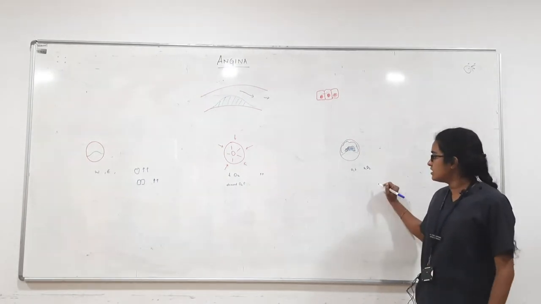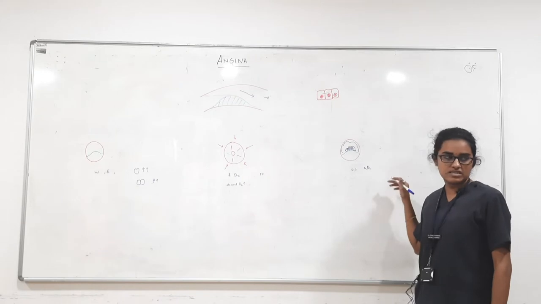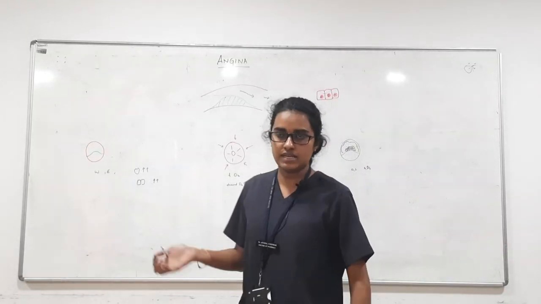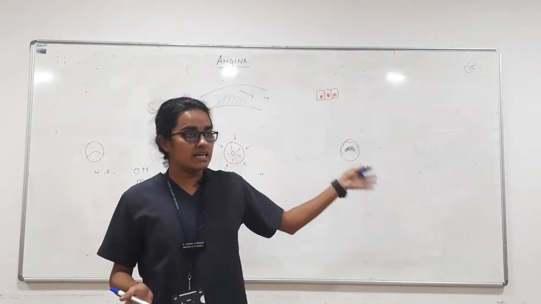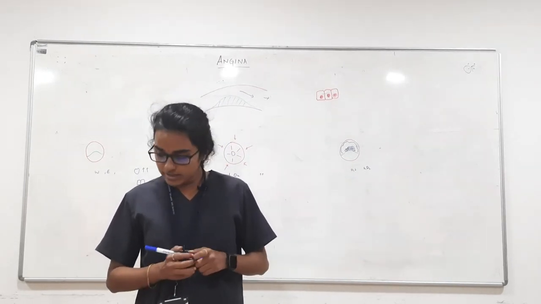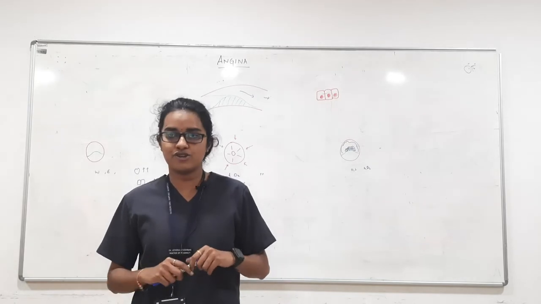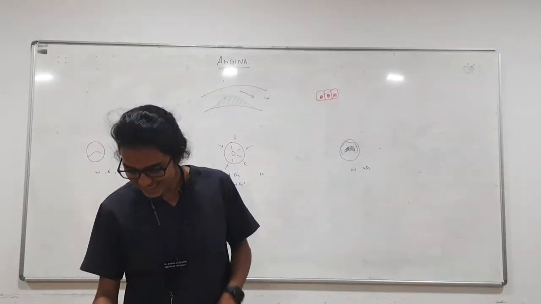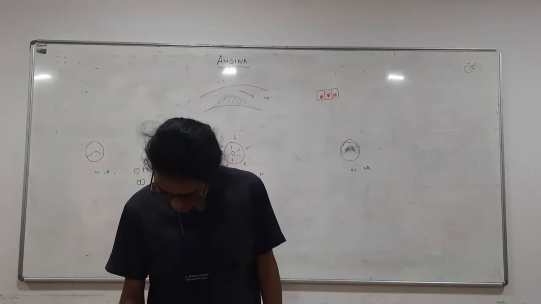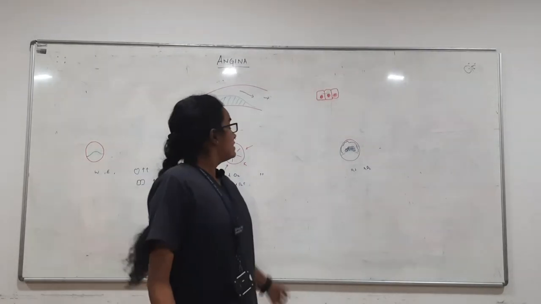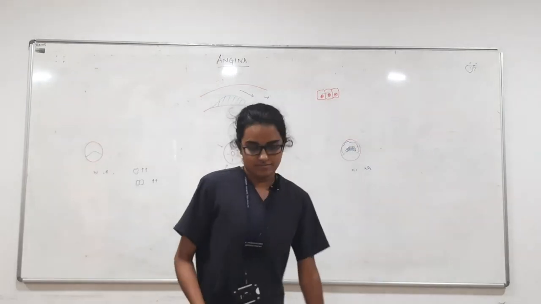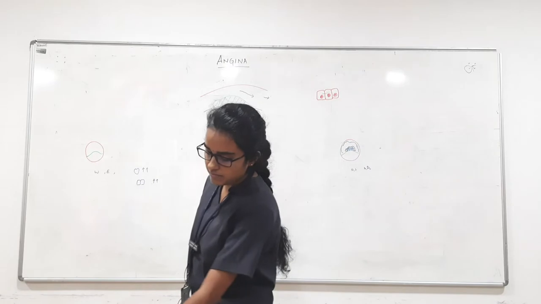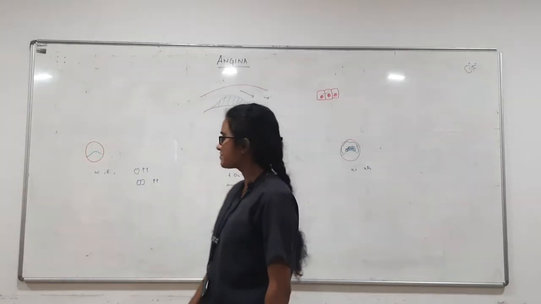In NSTEMI, no ST elevation is seen, but in STEMI, ST elevation is seen. Unstable angina, STEMI and NSTEMI together are called acute coronary syndrome. These are the types and the pathophysiology of angina in short. So first we'll be discussing beta blockers today.